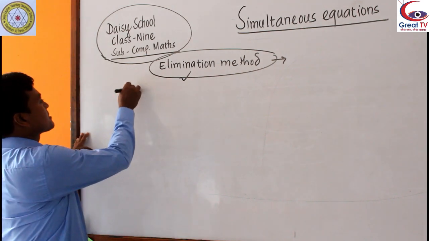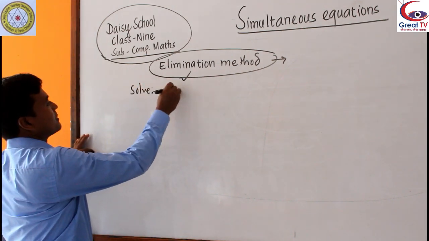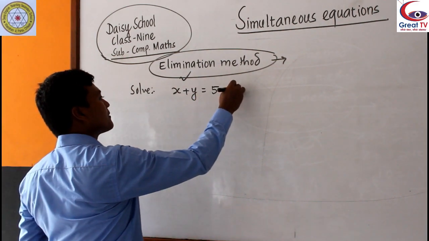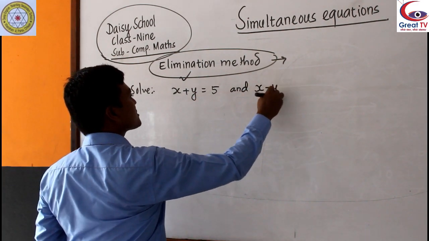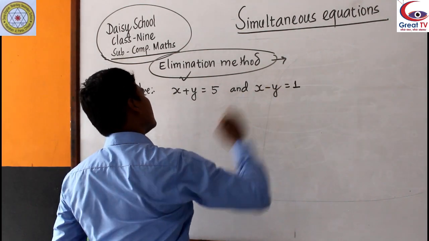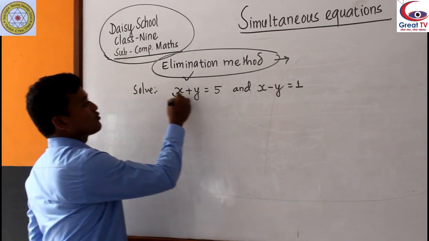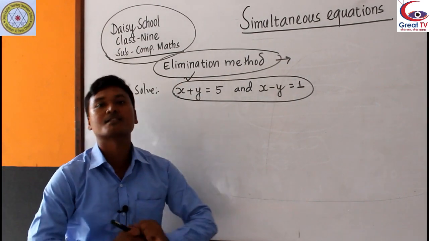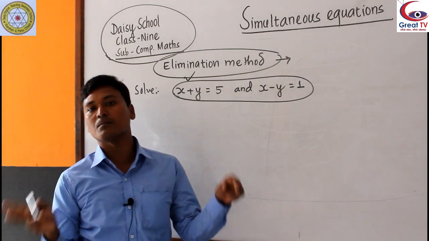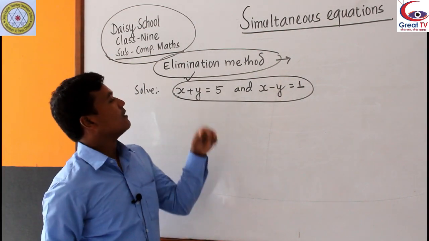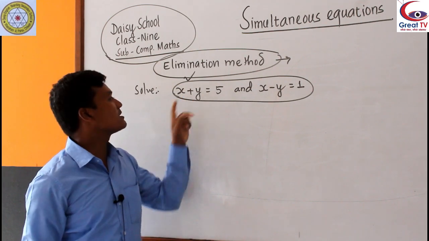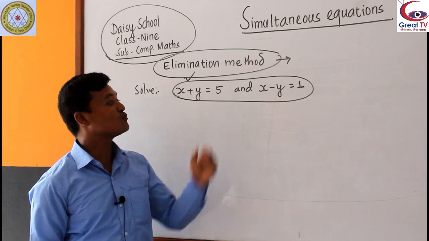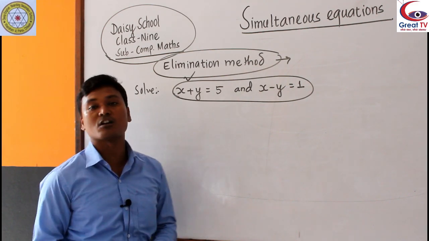So the question comes by saying: solve x + y = 5 and x - y = 1. The question comes this way, and you know very well, solving equations means we should get the value of the variables used in the equations. As we know, in the first equation we have two variables, and in the second equation we also have two variables. We are going to solve it by elimination method.